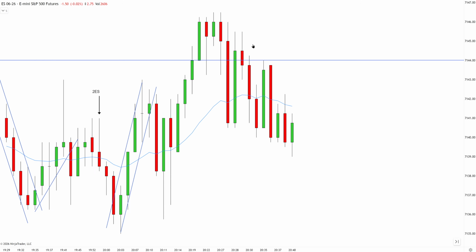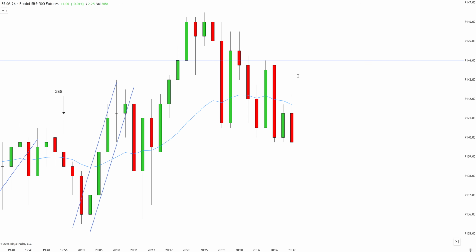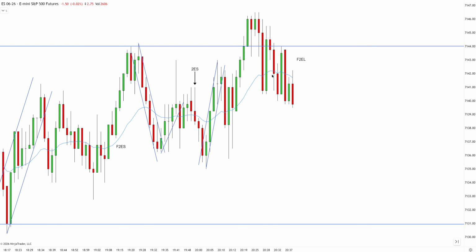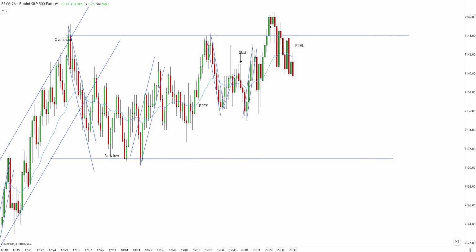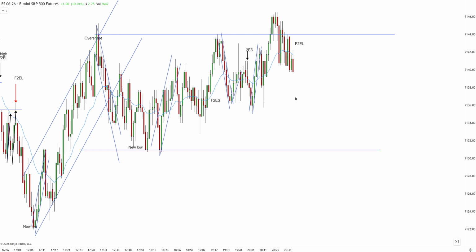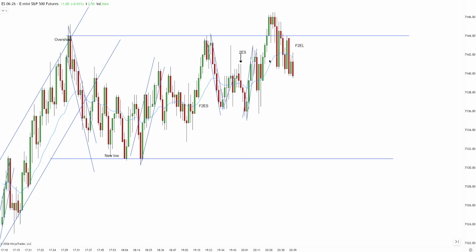Decent spike below the EMA, and you have a failed second entry long. I actually like this failed second entry long. Why? Because you can see it looks like a failed breakout. We were going sideways for over 3 hours, okay? And this uptrend played out. This uptrend played out. Basically, all uptrends played out.